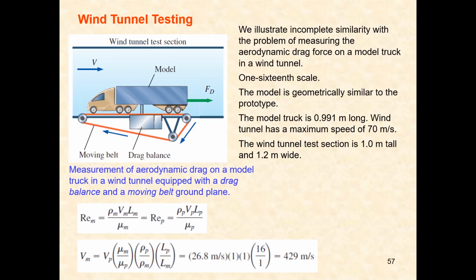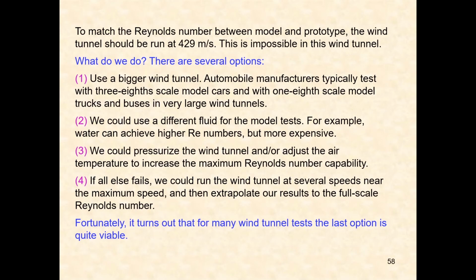So there is a problem. What do we need to do? There are several options. Maybe we can use a bigger wind tunnel so that the model doesn't have to be too small with respect to the prototype. Maybe we can create a larger model so that the velocity in the experiment doesn't have to be 16 times that of the prototype. Or we could use a different fluid for the model test.